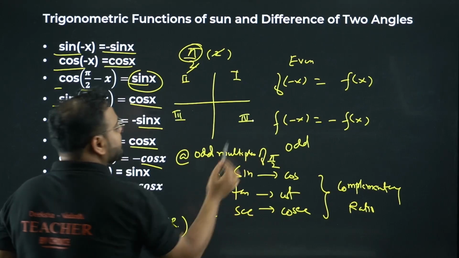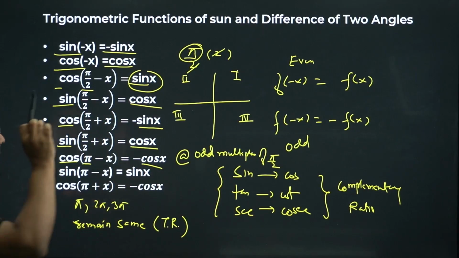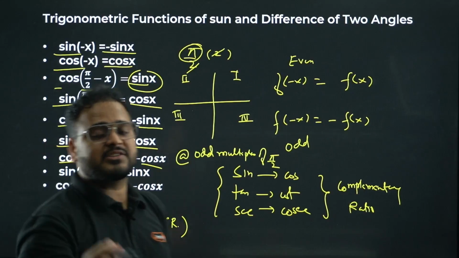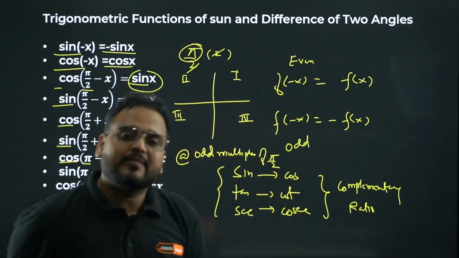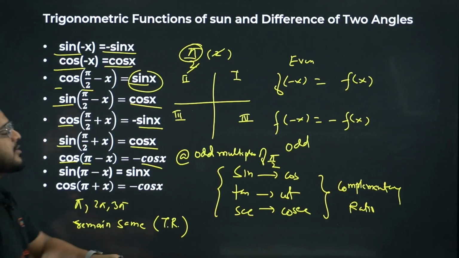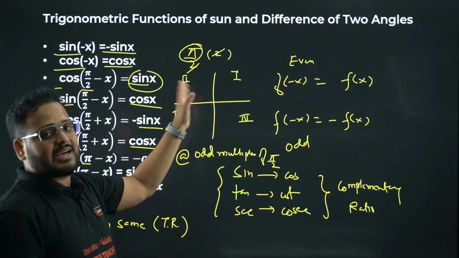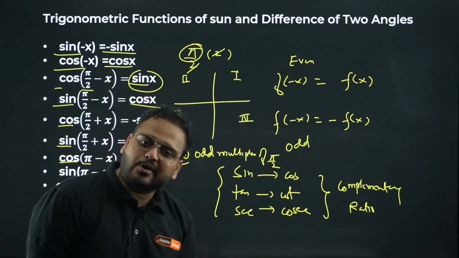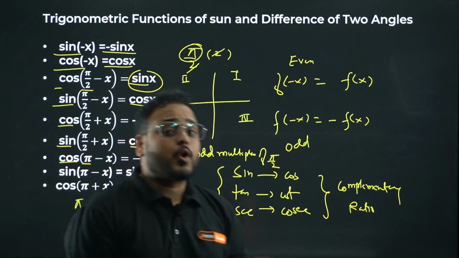Sir, question will come on this? The question might not come on this, but application might be there in the problems of integration, differentiation, wherever trigonometry is coming for you. So the application will be there. That's why remember this. First quadrant rule was all positive. Second was sine and cosec positive. Third was tan and cot positive. And fourth was cos and sec positive.